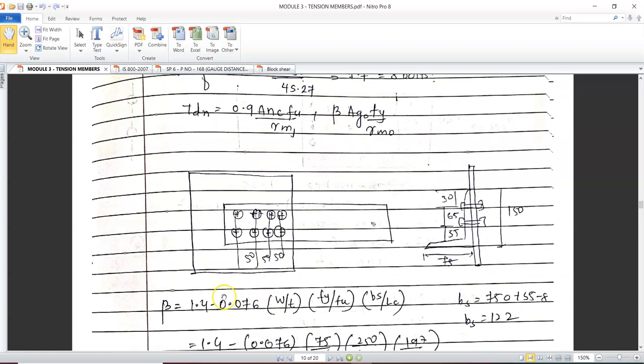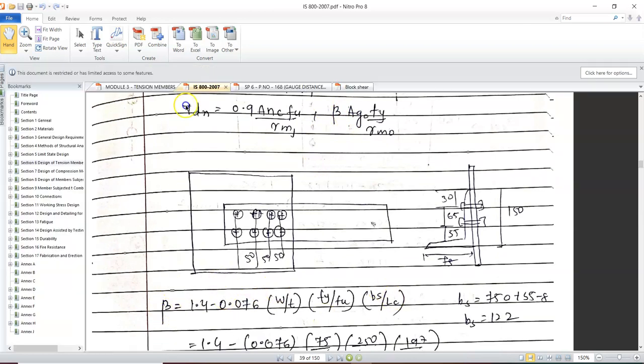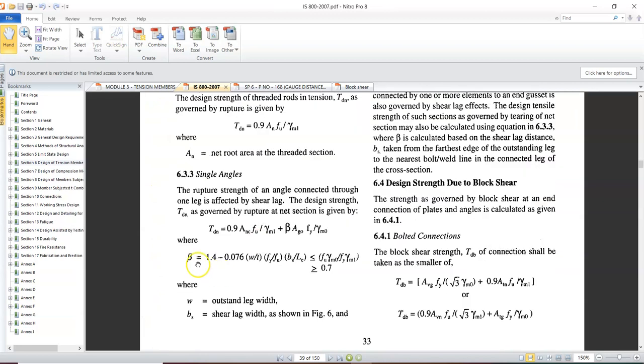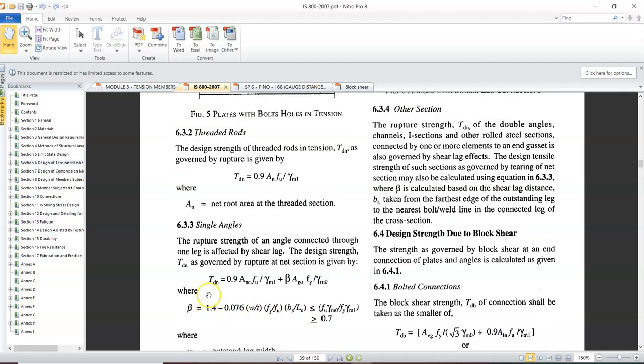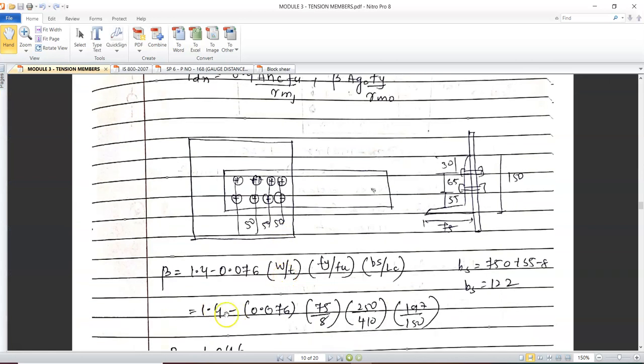Now this beta is written down here. This beta you are getting from the formula given here. You can write down the formula again: that is 1.4 minus 0.076 w by t, fy by fu and bs by Lc. Now substituting one by one. So 1.4 as it is, minus 0.076. This we will come back to, we'll keep it on hold. fy 250 and fu 410, and bs by Lc also we will come back to.